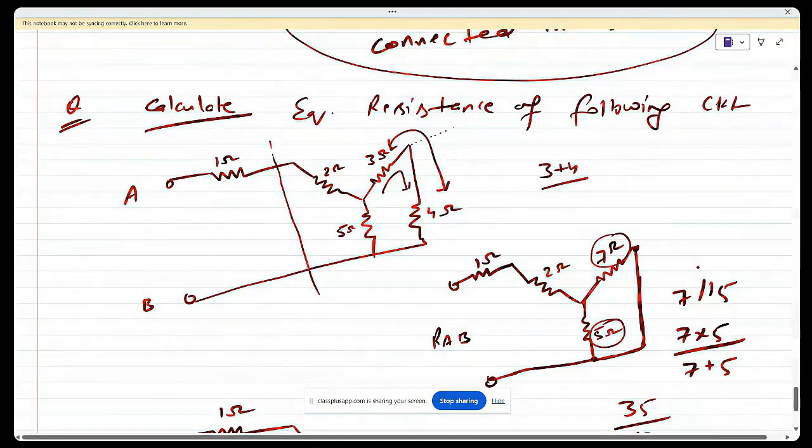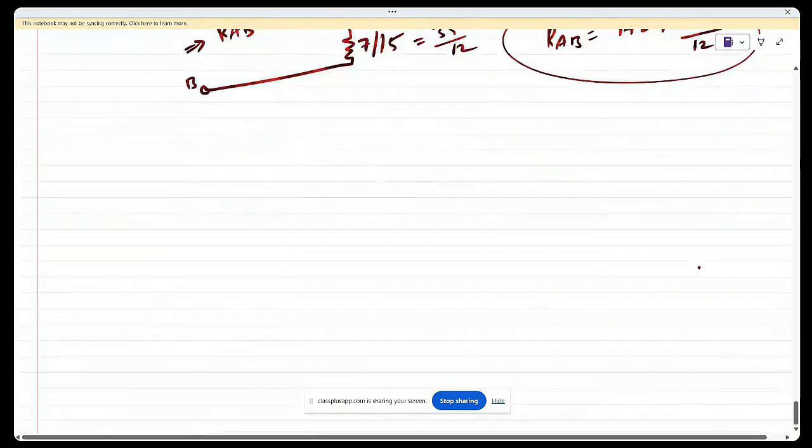It can be solved by series parallel combination. Now let us check if you are facing this type of question. This is a commonly asked question. This pattern is commonly asked.